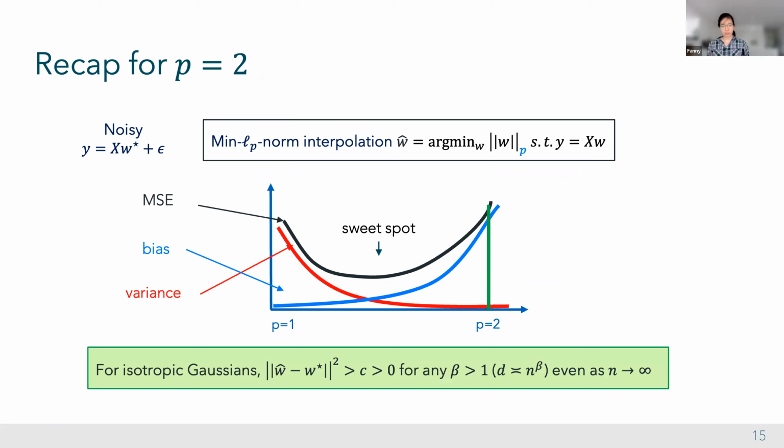Now for p equal to 2, for isotropic Gaussians, the estimation error, or in that case equal to the prediction error, is always bounded below by a constant that's bigger than 0 for any overparameterization degree beta. And this holds even as the number of samples goes to infinity. So in the high dimensional asymptotic limit, we also have an error that's bigger than a constant. Okay, so this is definitely worse than lasso, which goes to 0 with 1 over n roughly, just to keep the context.